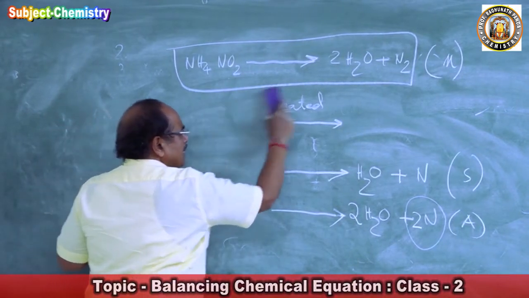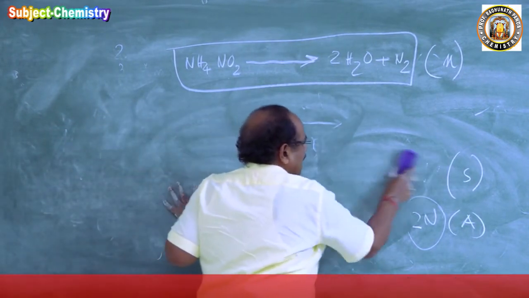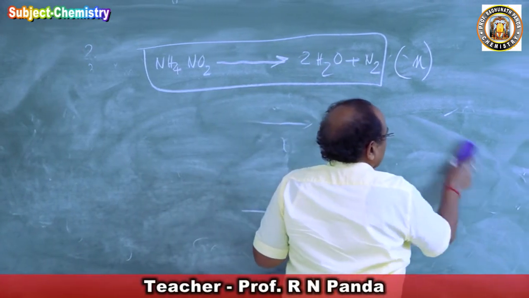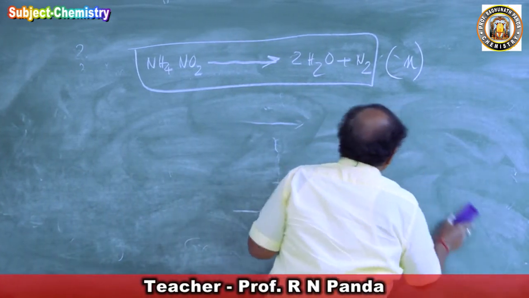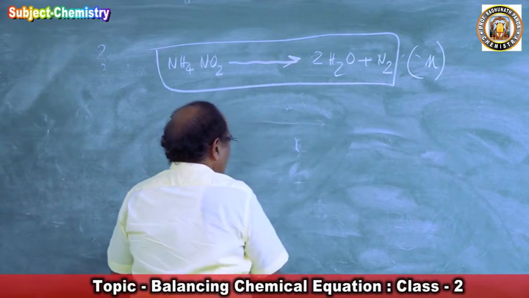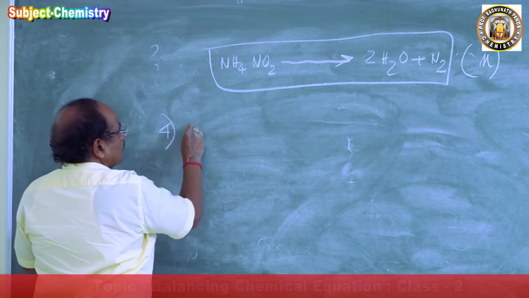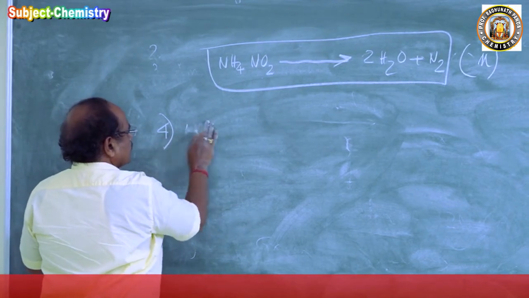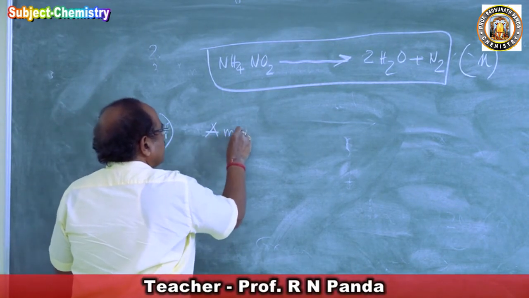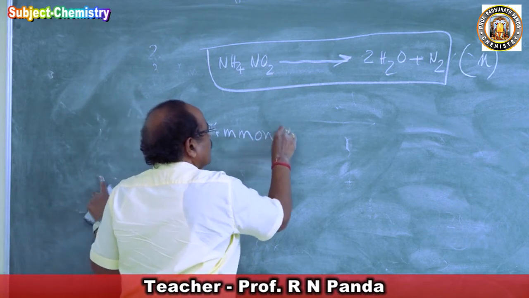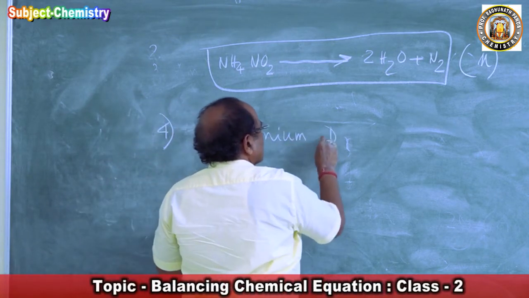This is very easy to write. If you go by this, a time will come when you will be very confident of writing the products. Now another example I am taking: ammonium dichromate.